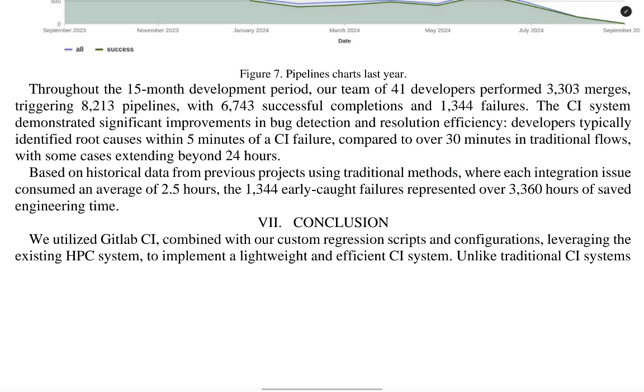Based on historical data from previous projects using traditional methods, where each integration consumed an average of 2.5 hours, the 1,344 early code failures represented over 3,360 hours of saved engineering time.